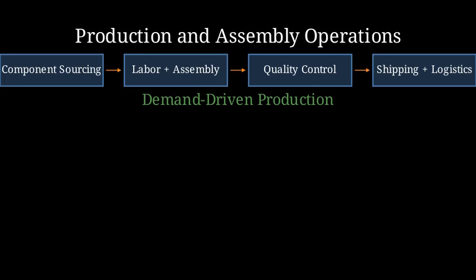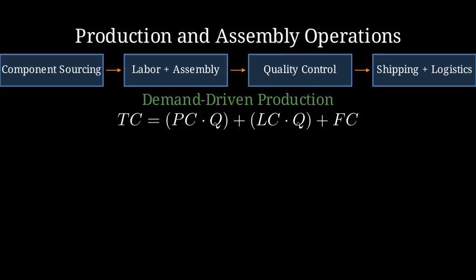Now, let's connect this to a simple math model. A common way to describe the total cost of production is with this equation. Total cost equals part cost times quantity plus labor cost times quantity plus fixed cost. We'll unpack each piece and then do a quick example.